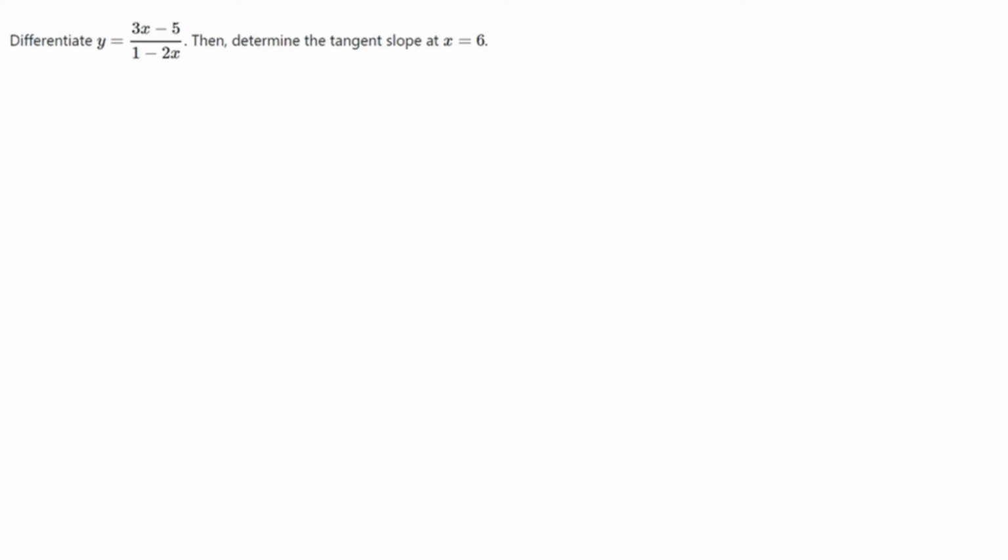Differentiate y equals (3x minus 5) over (1 minus 2x). Then determine the tangent slope at x equals 6. So here we're going to be using the quotient rule. The quotient rule looks as follows.